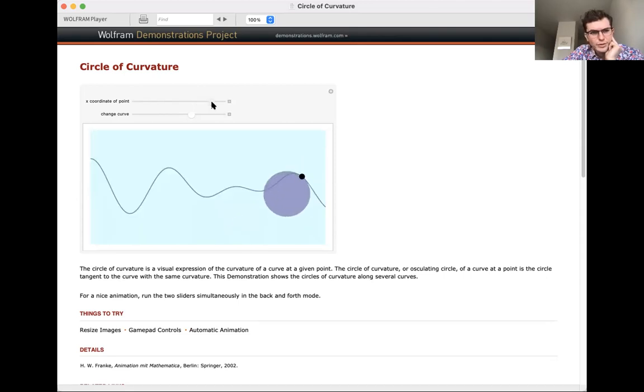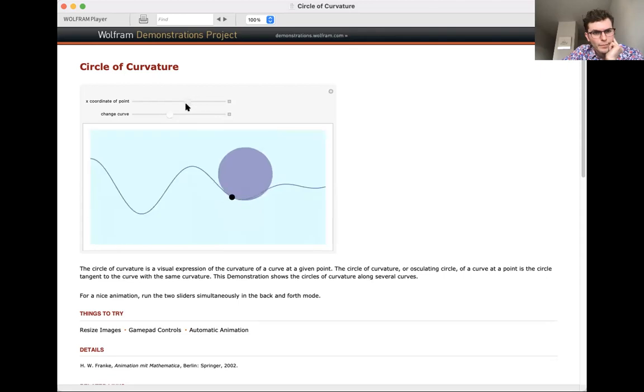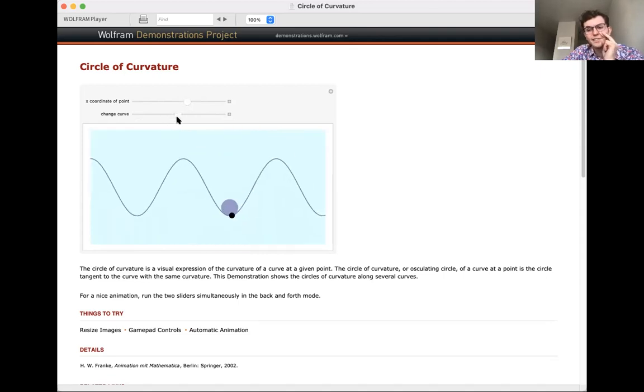This is cute, and you can change the curve. You can wiggle the curve a little bit and see how the circle of curvature changes. But again, this is not the definition of curvature, but it ends up giving you the right answer.